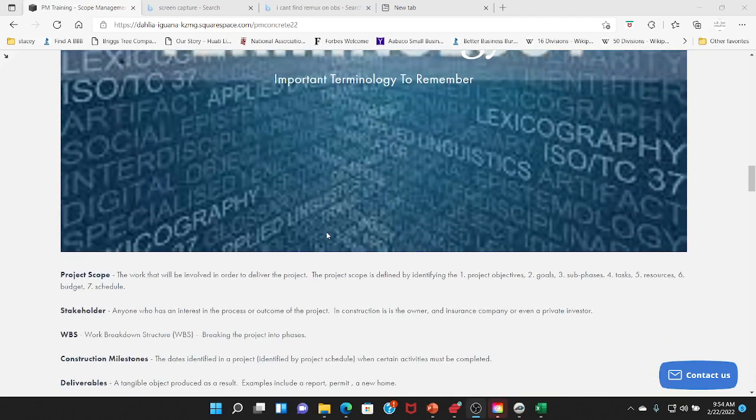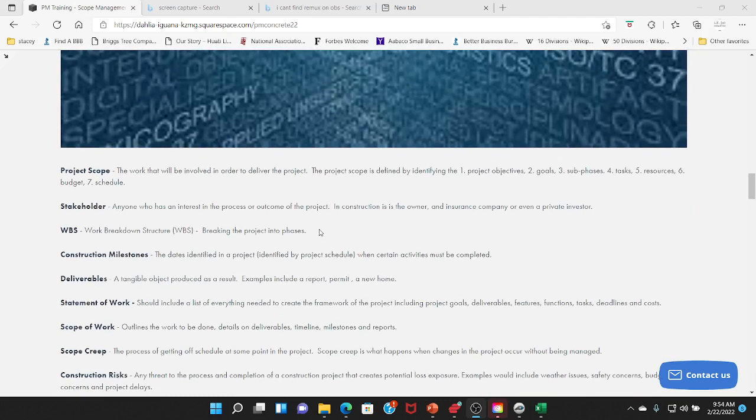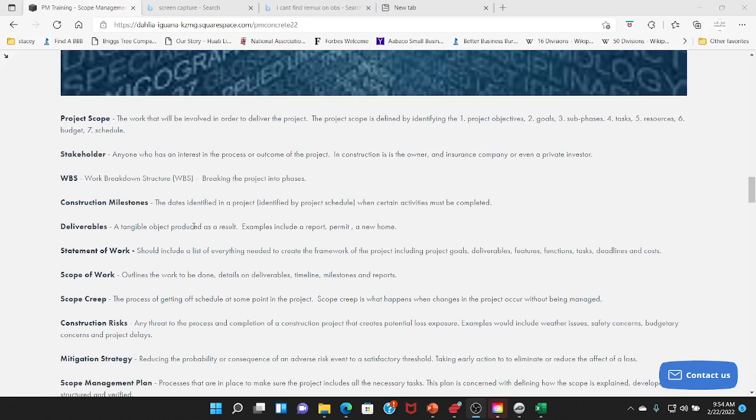talking about some of the subjects related to any of the project management courses, whether it is schedule management or integration management. A lot of all of the terms apply. So in this case, because this is project scope management, specific to this topic, the project scope. By definition, it's the work that will be involved in order to deliver the project. The project scope is defined by the following.